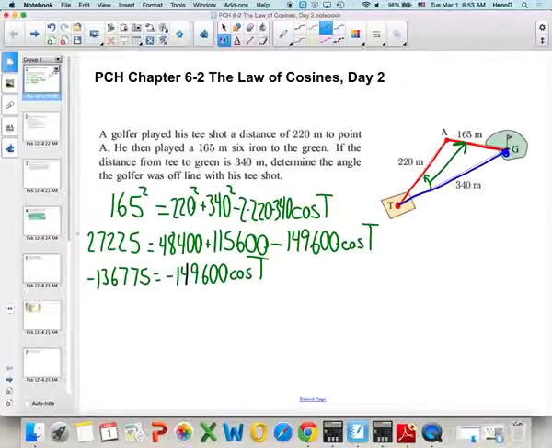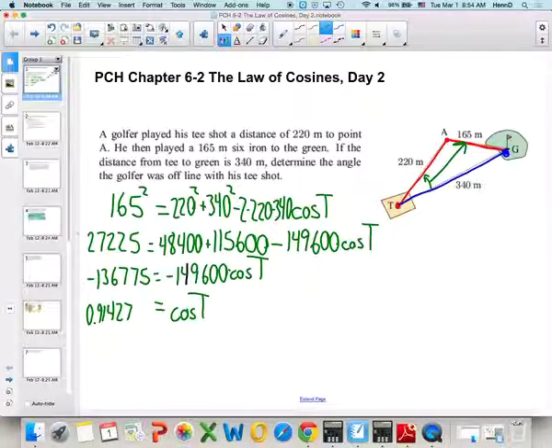Alright, so if we evaluate some stuff, we start solving for cosine, we should get to this point. Remember, do not subtract. Good, you caught yourself though. So don't subtract. We want to now divide both sides by that negative 149,600, and we get the cosine of angle T to equal 0.91427, and so on.